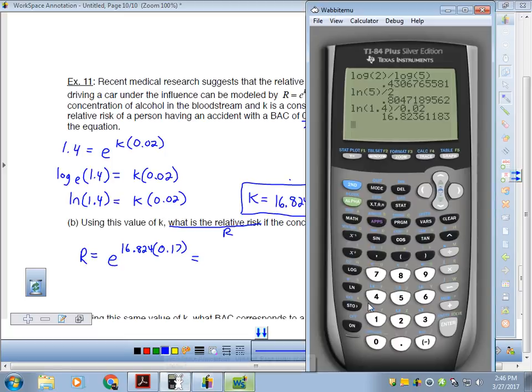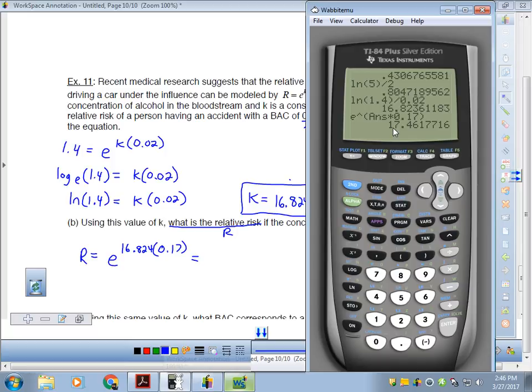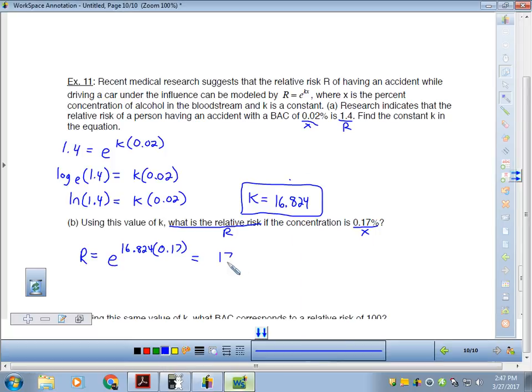And so I'm going to go to my calculator. To do an E, you see it's up here in blue above the ln, so I'm going to do second ln to do my E. And then I'm going to tell it to use this previous answer, the 16.823 and so on, and multiply it by 0.17. Close my parentheses on my E, hit enter, so that's 17.462. Is the relative risk.